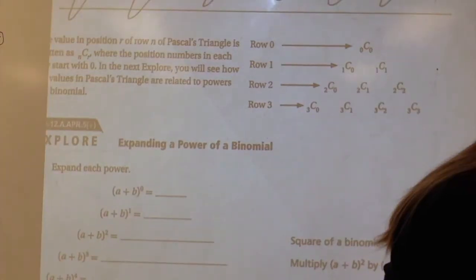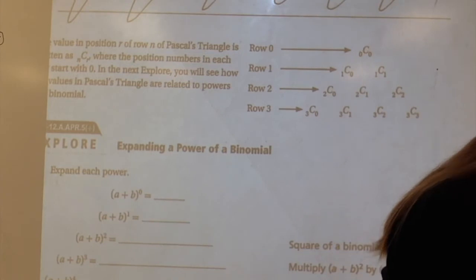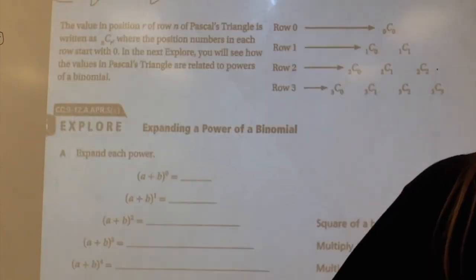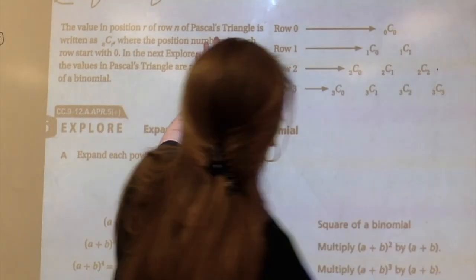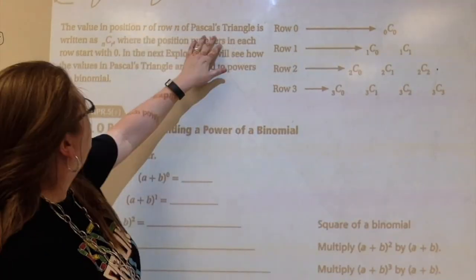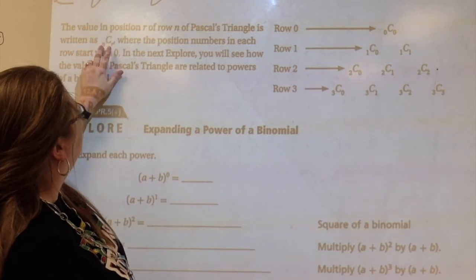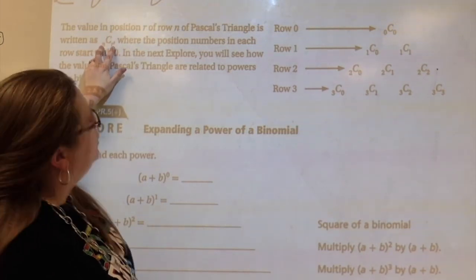Okay, for example 5. We're going to use Pascal's triangle and expand a binomial, or look for a pattern anyway. Okay, went ahead and scratched out the reflection problems for 4. This talks about the value in position r of row n in Pascal's triangle, written as a big C, with a little n before it and an r after it.